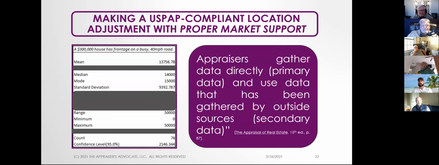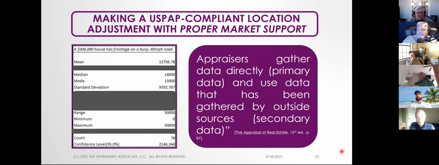All right. So here, what we did is we took a survey. I've sent out surveys to people that use our software. And we said, okay, assume you have a $300,000 house that has frontage on a busy 40-mile-per-hour road. What do you think would be the adjustment for the busy road? So we had 76 people in the survey.